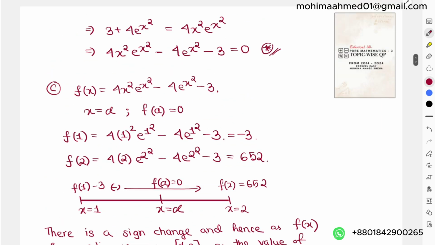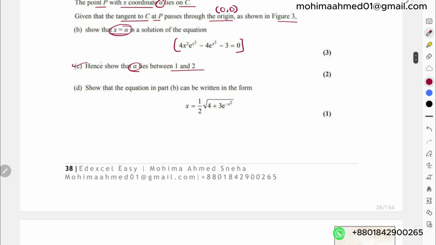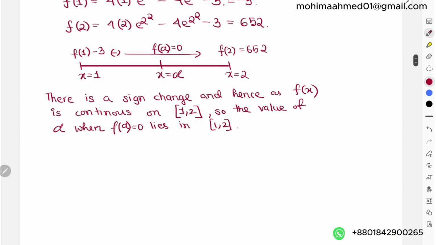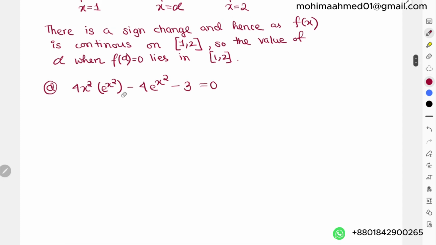If we now move on to part D and next parts. For part D, it says that show that the equation in part B can be written in this format. I mean, I just have to do what? Factorize this now, right? Right, so for part D, I'm working with the equation 4x squared e to the power x squared minus 4e to the power x squared minus 3 equals 0. Right, this was the equation.